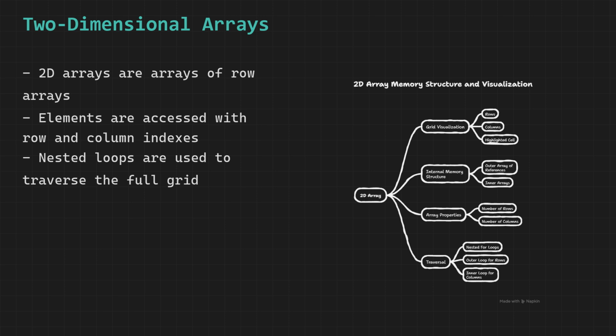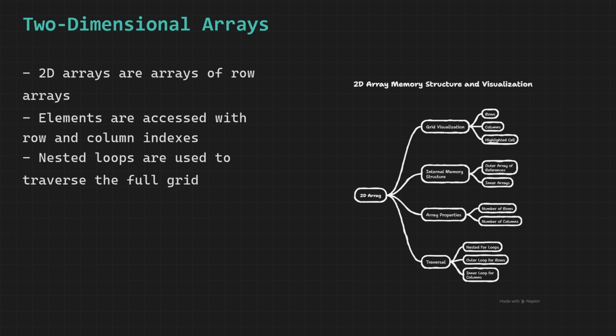Looking at the diagram, the two-dimensional array is visualized as a grid where rows run horizontally and columns run vertically. To access any element you need both coordinates. Matrix[row][column], so matrix[0][0] is the top left element and matrix[1][2] is row 1 column 2, meaning the second row, third element.